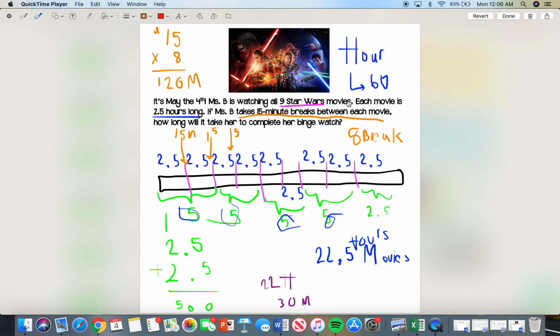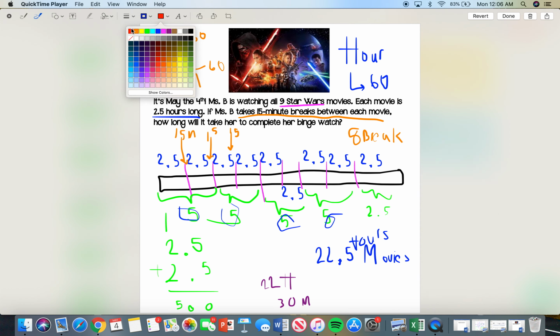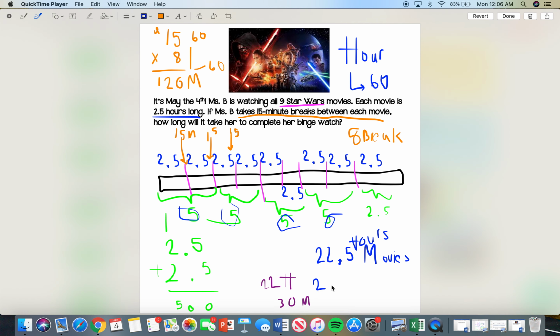Since an hour is 60 minutes, I can break this into 60 and 60, or an hour and another hour. So we're actually adding 2 hours to my time, right? I have the 22 hours and 30 minutes just for the movies, but then I have 2 hours for breaks. Need to get my popcorn, need to get my M&Ms. 22 hours plus 2 hours, 24 hours! 24 hours!